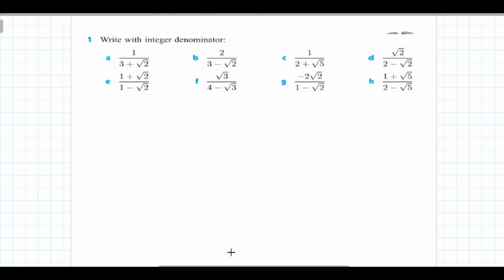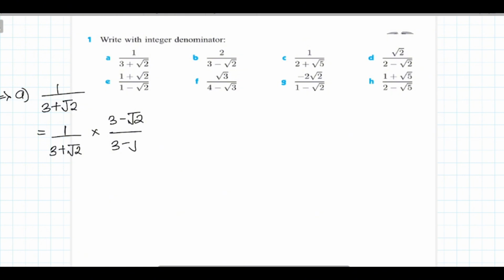Let's take these examples. Example 1: write the following with an integer denominator, so simply rationalize the denominator. We'll take A first: 1 over 3 plus root 2. If you remember, the conjugate of 3 plus root 2 will be 3 minus root 2. So you multiply by the conjugate, both at the numerator and denominator. So we have 3 minus root 2 all over 3 minus root 2.